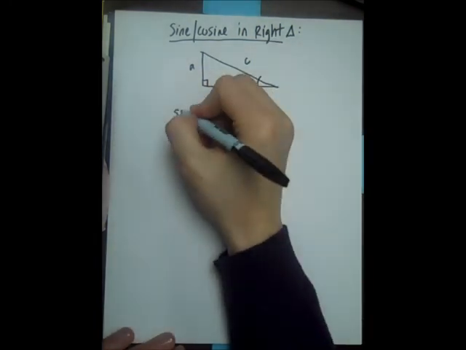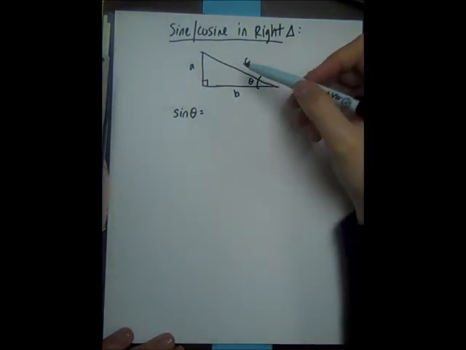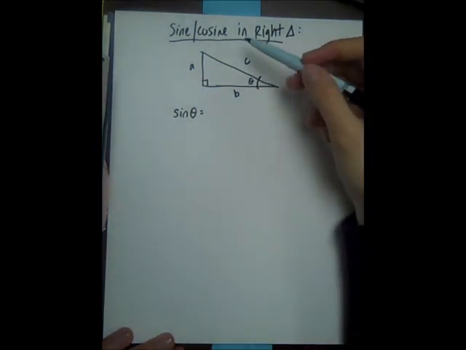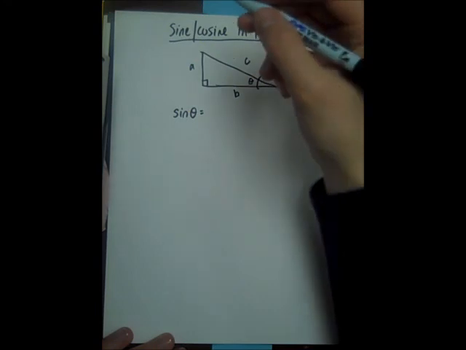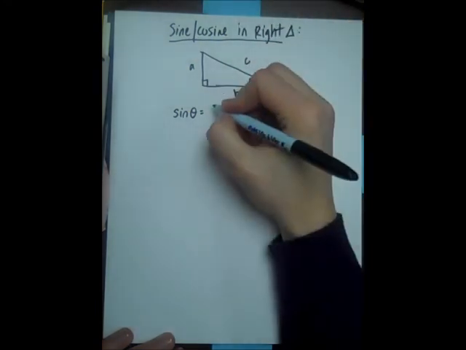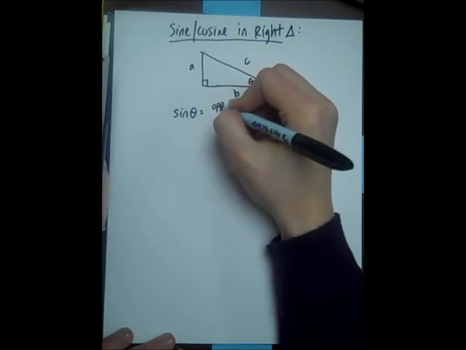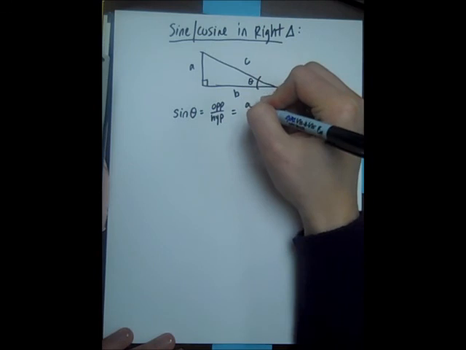What I have is that sine of theta is going to be the opposite over the hypotenuse. So when I say opposite, I mean look at this angle. Which side of the triangle is opposite of it? That would be A. And then which side is adjacent to it? That would be B. C is always going to be the hypotenuse. So sine of theta is always the opposite side over the hypotenuse. In this case, that's going to be A over C.